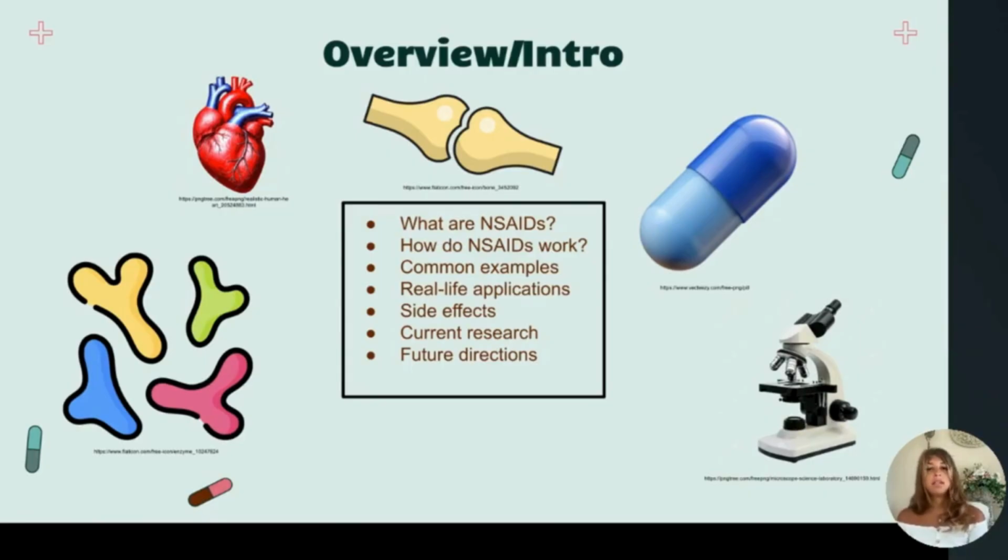Then I'll talk about some common NSAIDs like ibuprofen, naproxen, aspirin, and celecoxib. I'll also discuss why side effects happen and how medicinal chemists have improved these drugs over time, and some current research. Finally, I'll finish with a few real-life applications and compare the different NSAIDs.